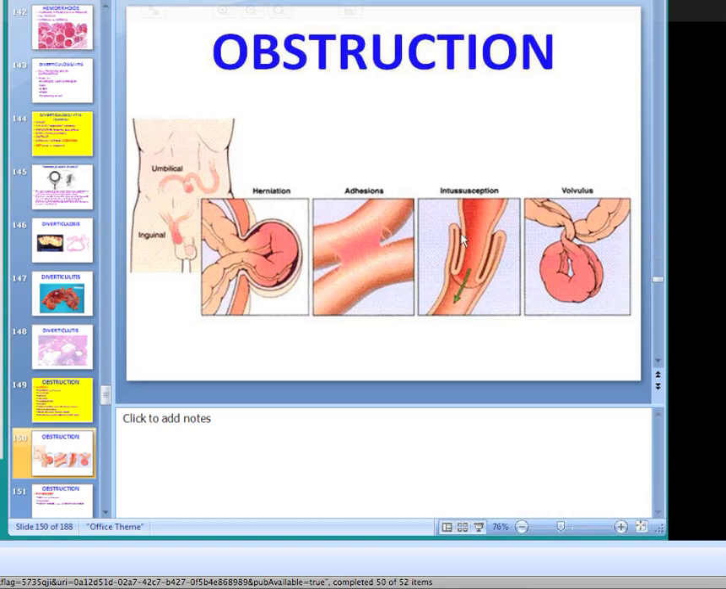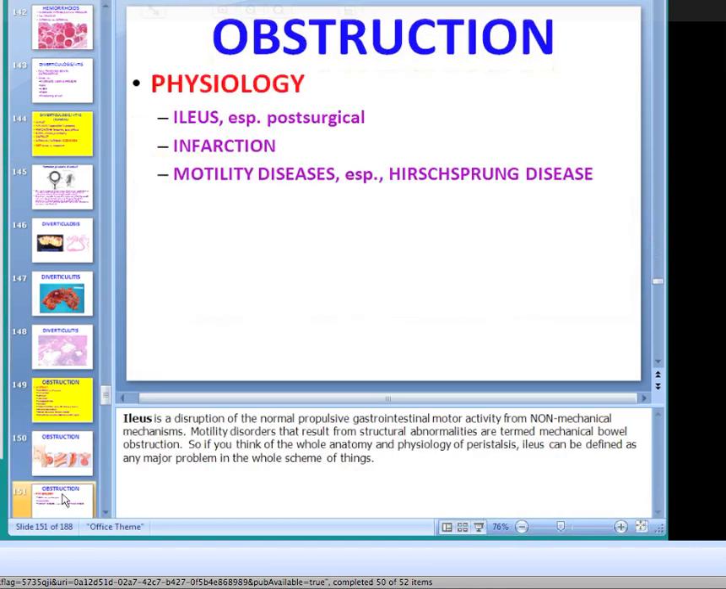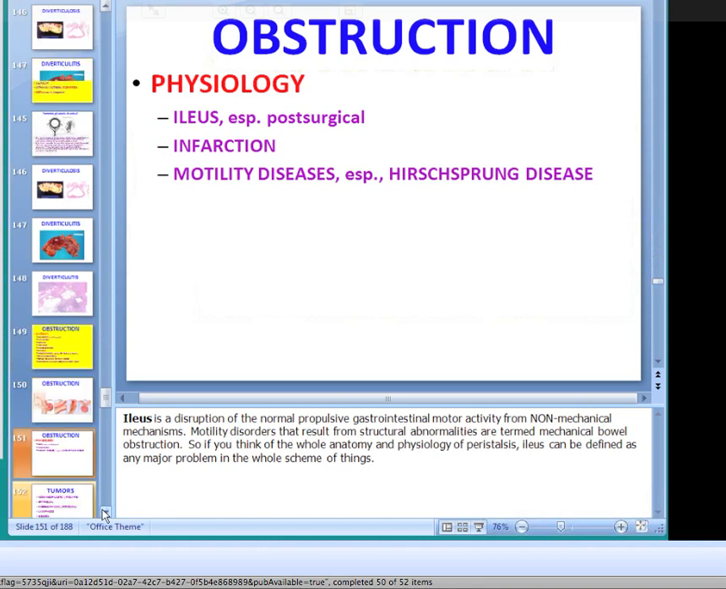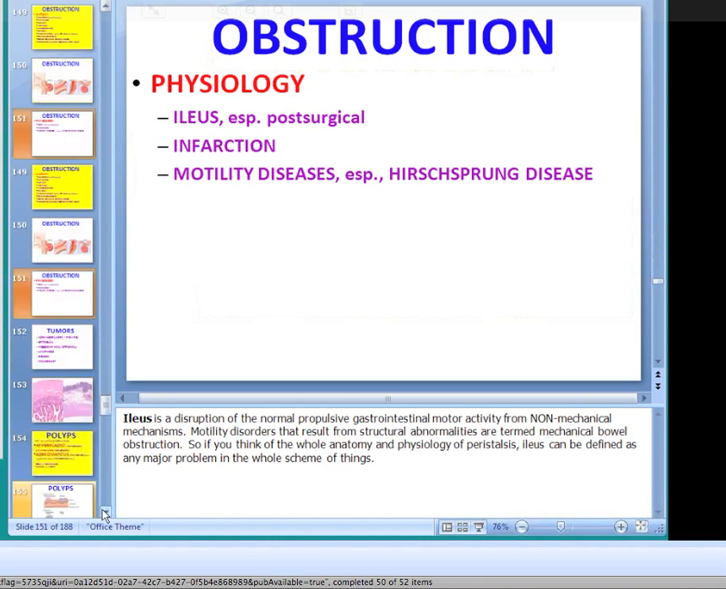So here's an example of a herniation, an abdominal hernia obstructing a bowel. Here's an adhesion, in which you have stickiness of the serosa to each other. An intussusception is like a telescoping of a bowel, and a volvulus is a simple twisting of a loop, okay? Know the difference between intussusception, which is like a telescoping into itself, and a volvulus, which is a simple twisting of a loop from the other dimension.